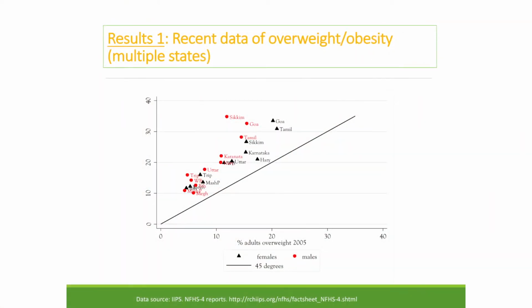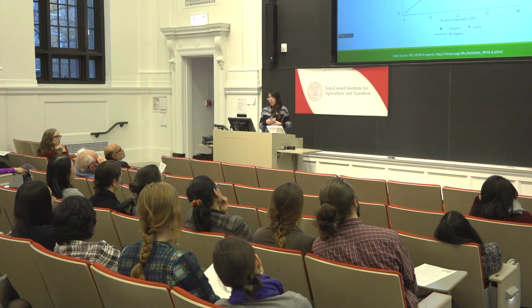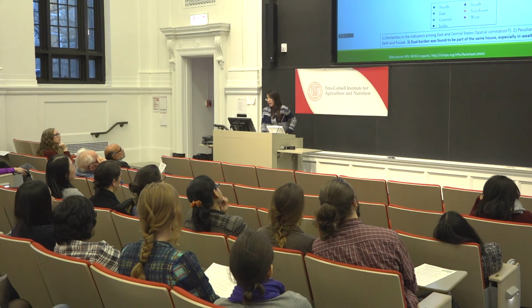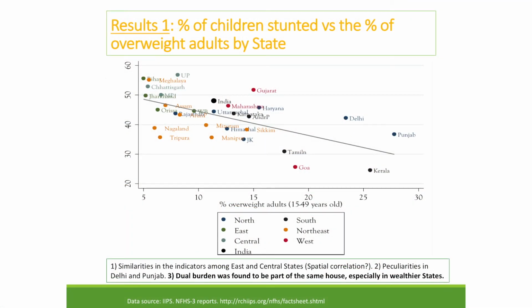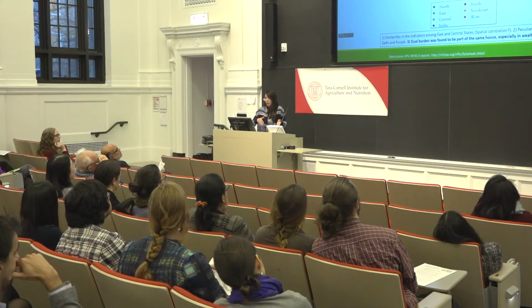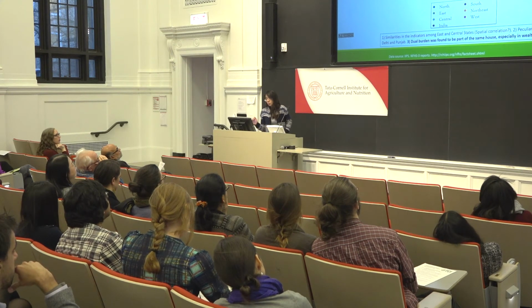More recent data was released for overweight in 2015, and I compared that data with overweight in 2005. I found that in general, for females and males and for all of the states that have already been released, there is an increase in overweight and obesity without exception. That is really impressive because there are only 10 years between these two points in time. Moreover, the results show some patterns of spatial correlation in terms of nutrition indicators. For instance, states in East and Northeast India have a similar burden of stunting and overweight. Meanwhile, states like Delhi and Punjab have a burden of overweight similar to Kerala, but still have a huge burden of stunting, similar to the average of India.